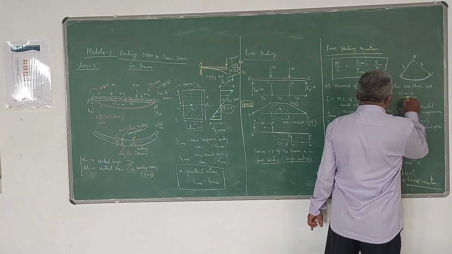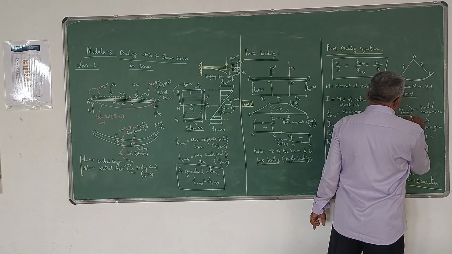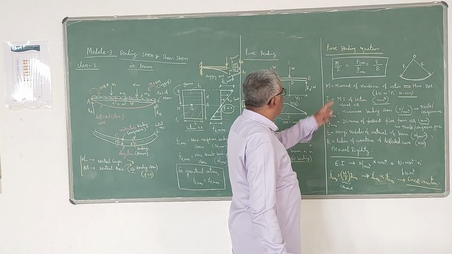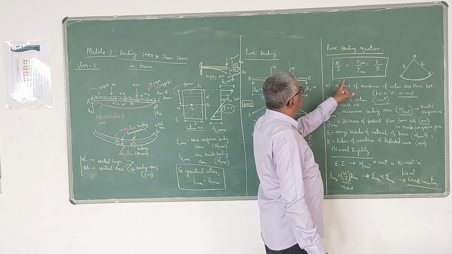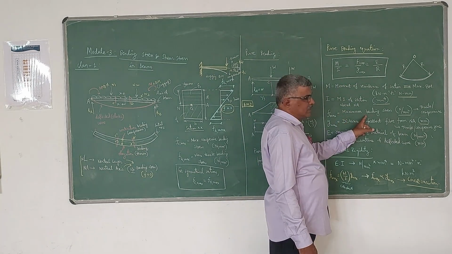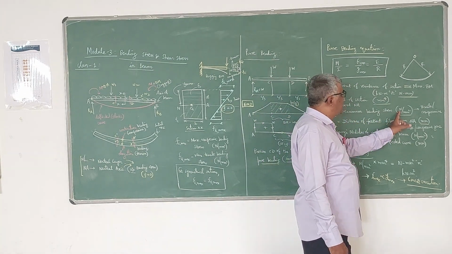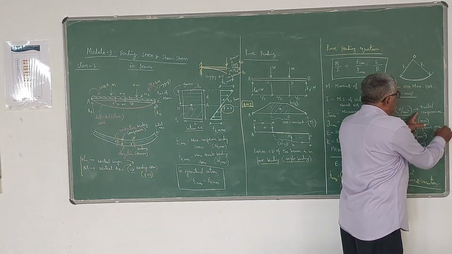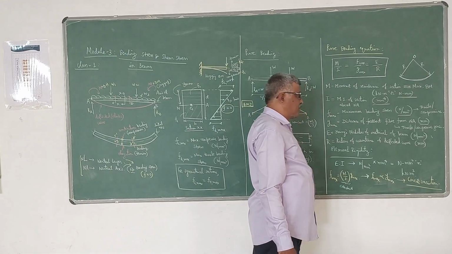So all the units, you have to convert into Newtons and millimeters before substituting in this formula. Next, F max is the maximum bending stress. The maximum bending stress unit is Newton per millimeter square. That maximum bending stress can be either tensile or compressive.